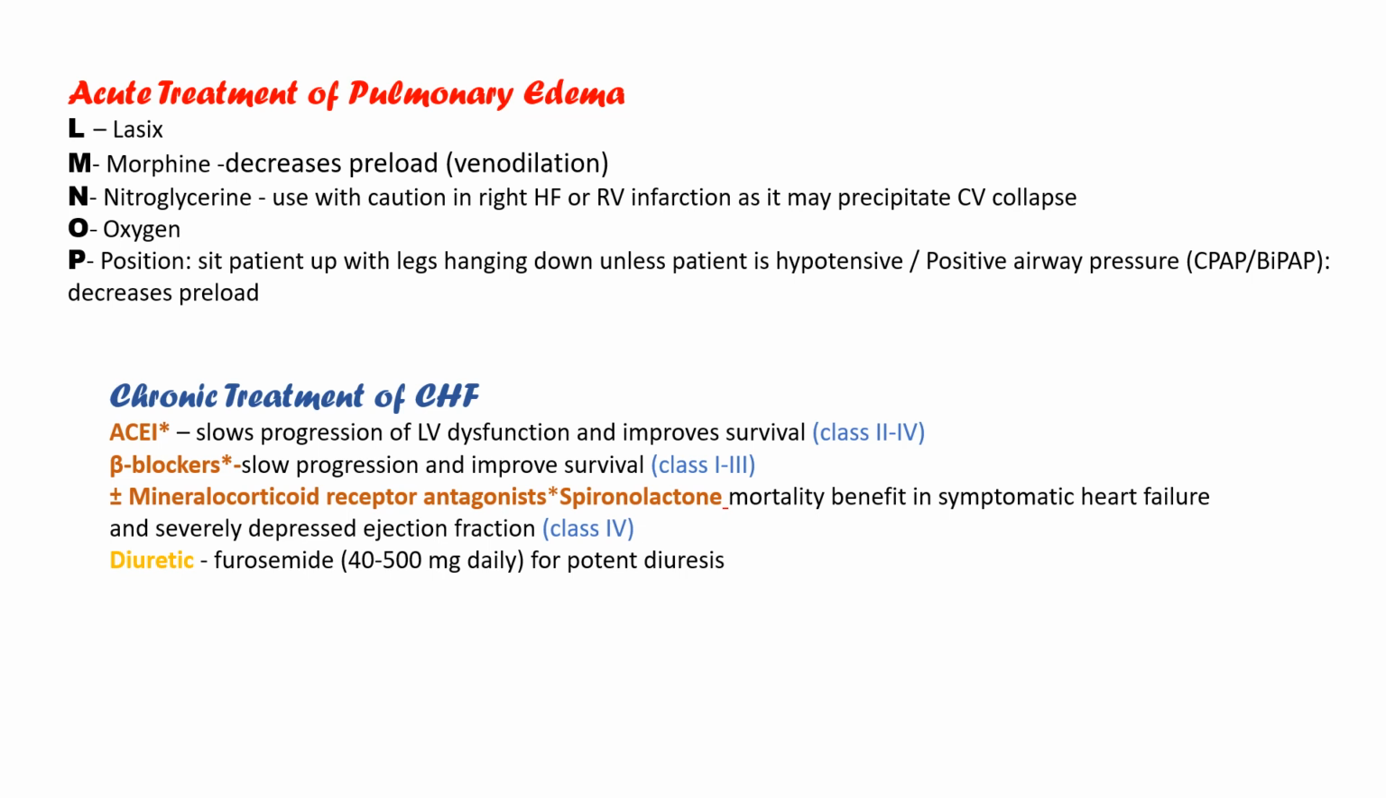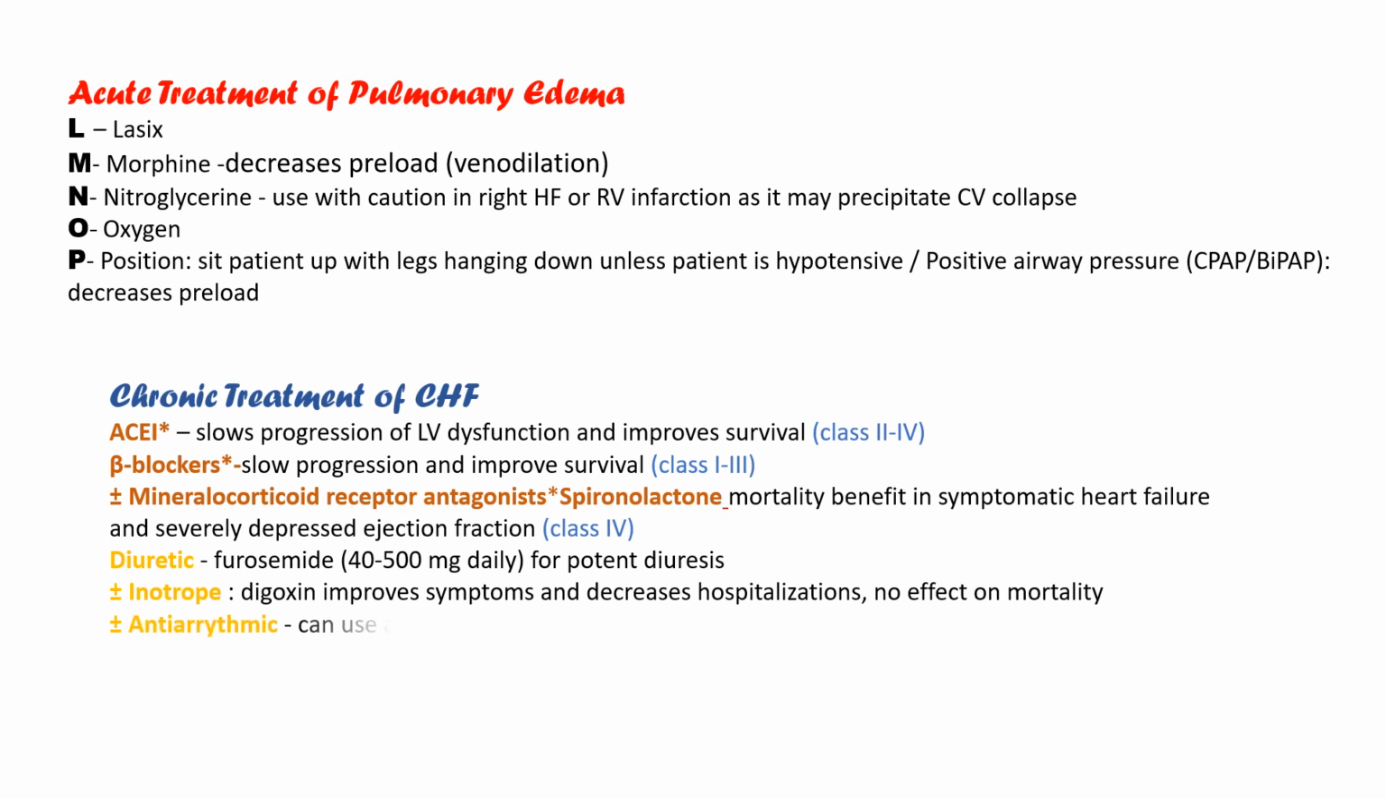Diuretics such as furosemide are used for diuresis. Inotropes like digoxin improve symptoms and decrease hospitalization, but there is no effect on mortality. Antiarrhythmics such as amiodarone, beta blocker, and digoxin are given if there is a need. Anticoagulants such as warfarin are given if there is a need for anticoagulation.